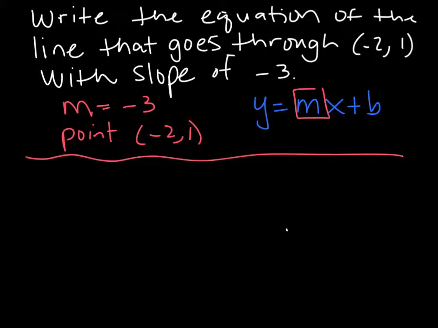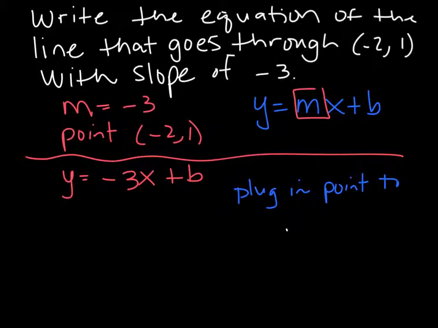Okay, so I have slope. So far this is what I know for this equation. I know it's going to be negative 3x plus b, because I know the slope. And I've got to figure out what that b is. So my next step is I'm going to plug in my point to find b. My point is negative 2, 1, so negative 2 is the x, 1 is the y. So I'm going to plug in my 1 for y, so it's going to rewrite to look like this: 1 equals negative 3, and my x is negative 2.